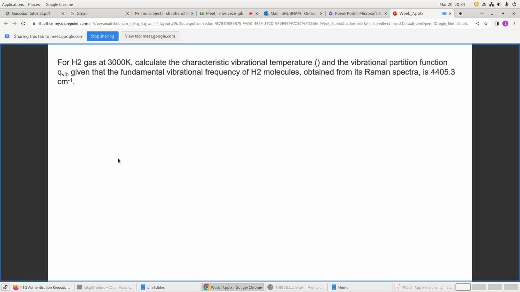For H2 gas at 3000 Kelvin, calculate the characteristic vibrational temperature theta V, and the vibrational partition function q vibrational, given that the fundamental vibrational frequency of H2 molecules obtained from Raman spectra is this. Okay, again this nu is given, 4405.3 per centimeter. We need to calculate theta V, and temperature is given.